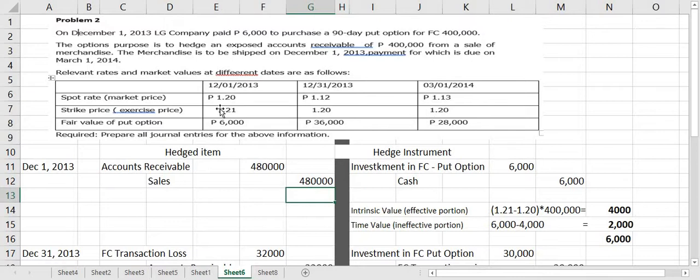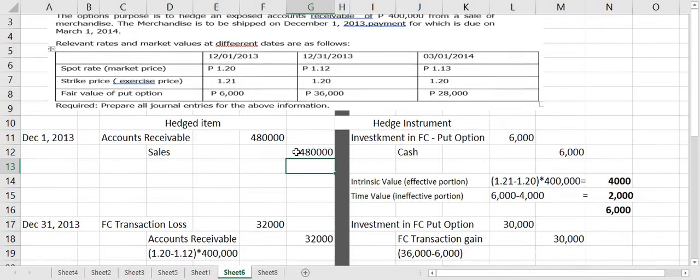Ayan. So, eto din yung kanyang mga fair value ng put option during this date. 6,000 on December 1, naging 36,000 naman on December 31, and naging 28,000 on March 1, 2014. Okay, the journal entries would be as follows.